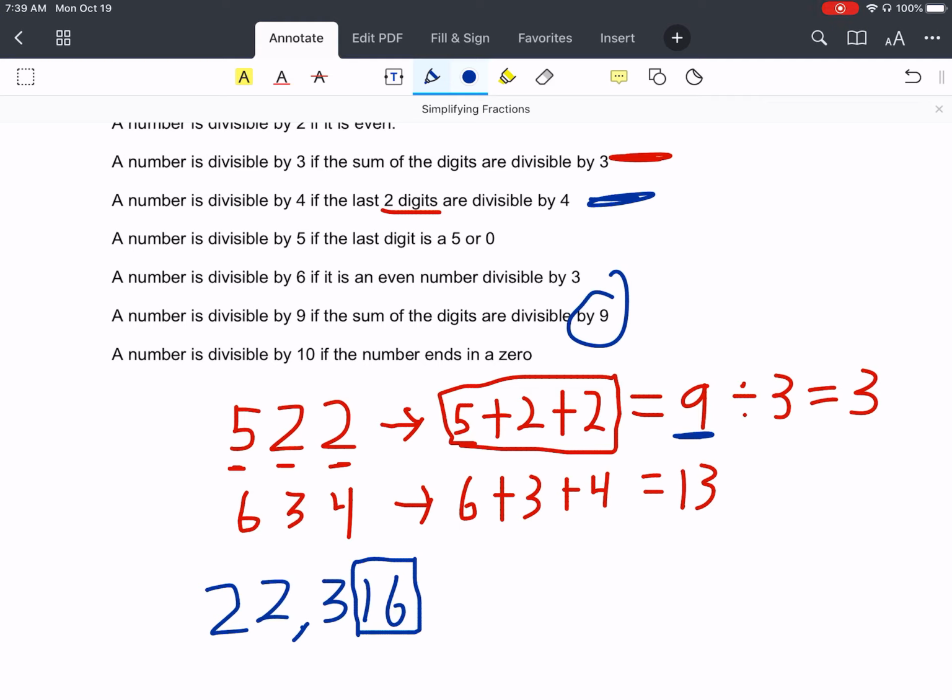And a number is divisible by 10 if the number ends in a 0, which I think we could figure out. 30, 40, 200, 280, 1000. Those can all be divided by 10.